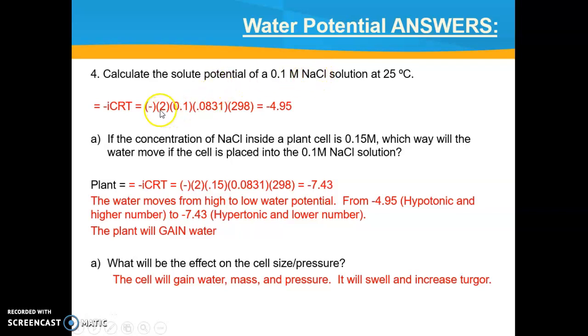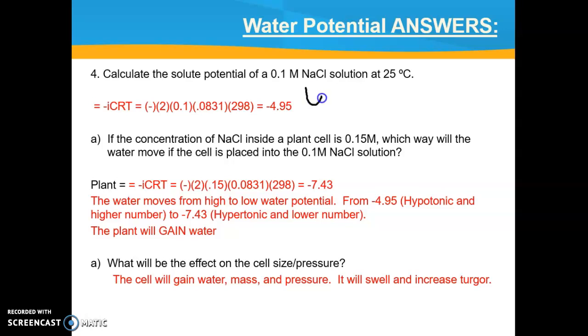So our number goes there. The concentration they tell you is 0.1 molar. So that's going to go for our C. The R is a constant that is always this value. You do not have to memorize that. That is right on your formula sheet for you. And then our temperature, we convert Celsius to Kelvin by taking 25 degrees Celsius and adding 273 to get Kelvin. So if we multiply all of this together, our solute potential for this solution is -4.95.